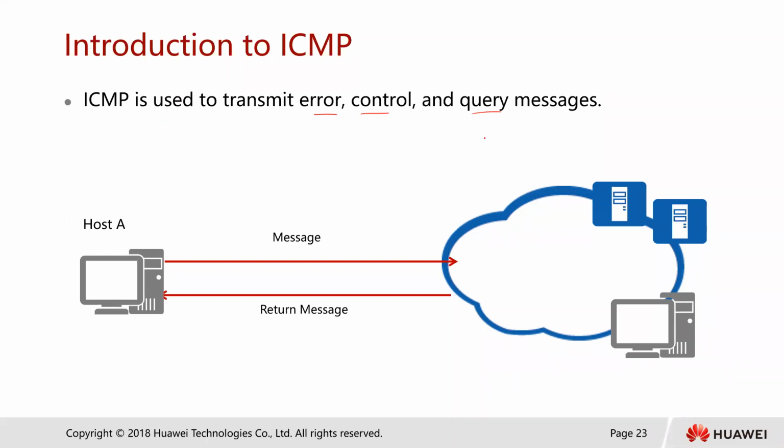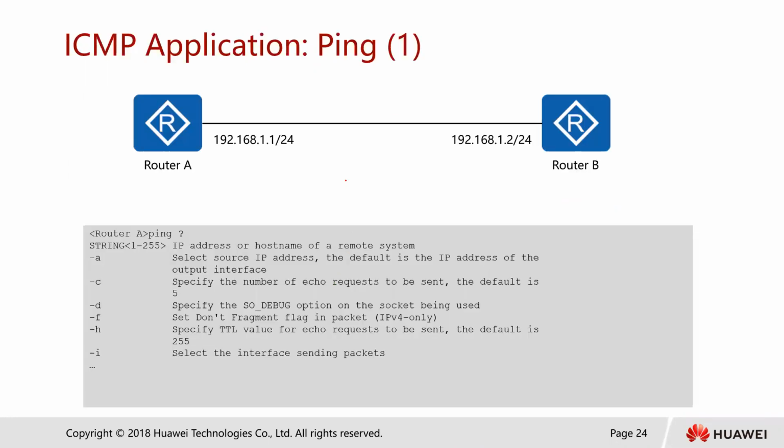ICMP is used to control packets between IP network devices, to transmit error control, and also to query different messages, right? So it will definitely send a message out there, either to the server or to the host or to the intended party, and it will wait for the return message. And it's upon that return message that the network engineer will determine if what they wanted to access is reachable, and if it is able to send the response.